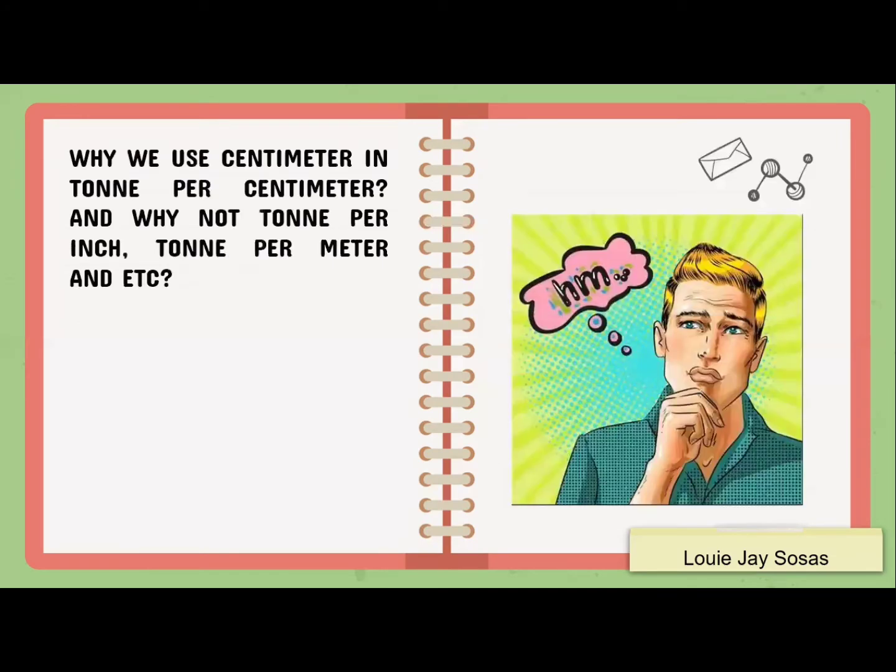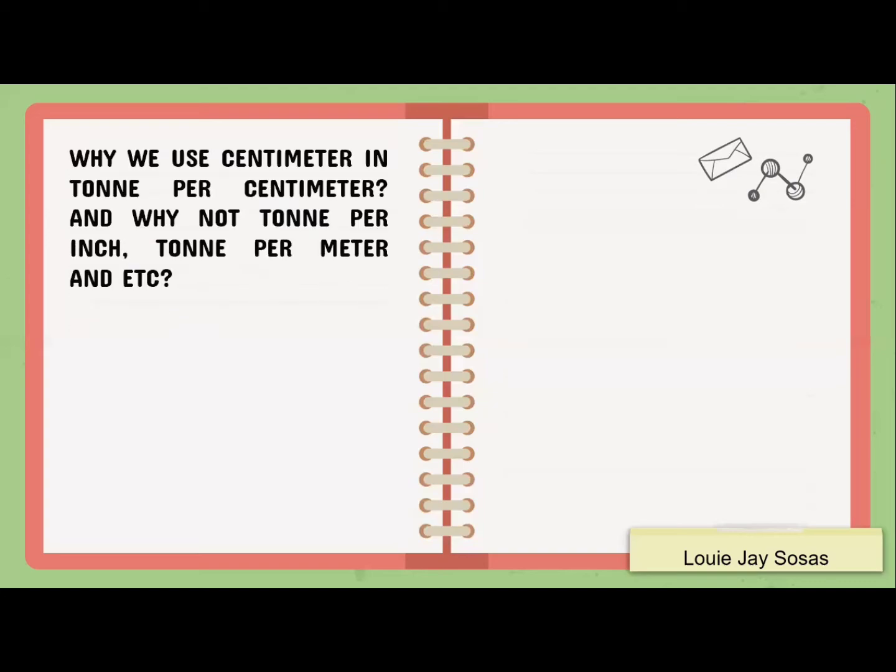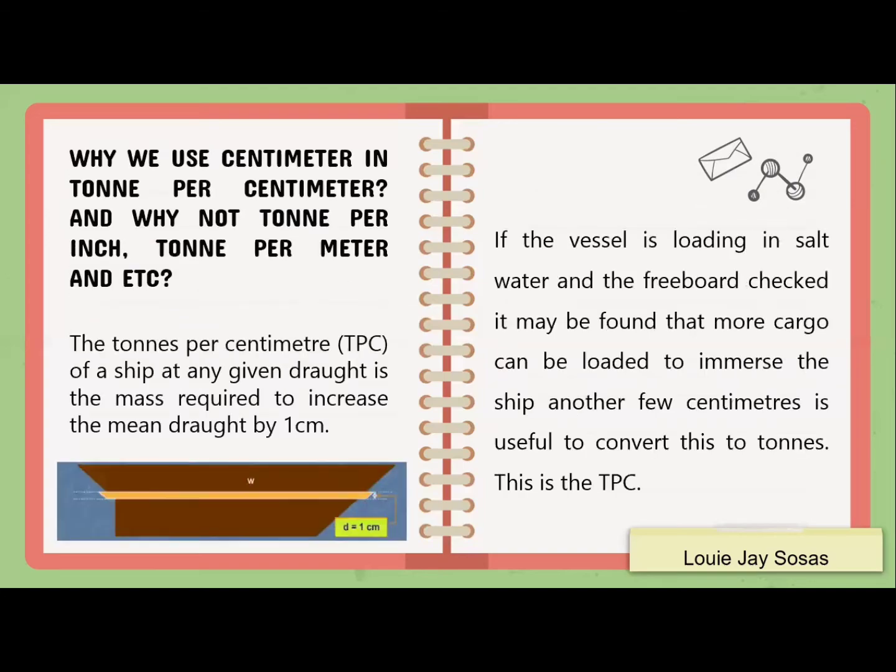So at this juncture, have you ever wondered why we use centimeter in ton per centimeter, and why not ton per inch, or TPI, or ton per meter, or TPM, or another unit of measurement other than the centimeter? So here is the answer for that. The ton per centimeter, or TPC, of a ship at any given draft is the mass required to increase the mean draft by 1 centimeter.